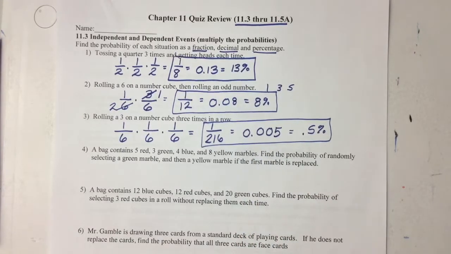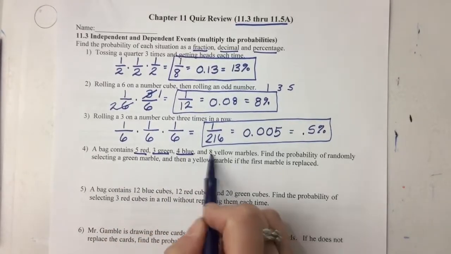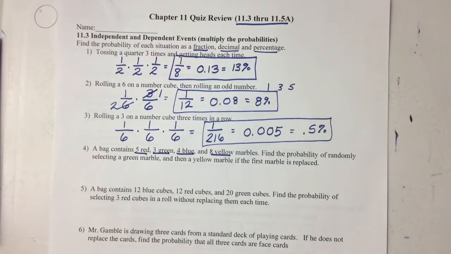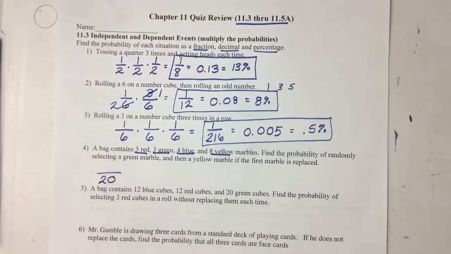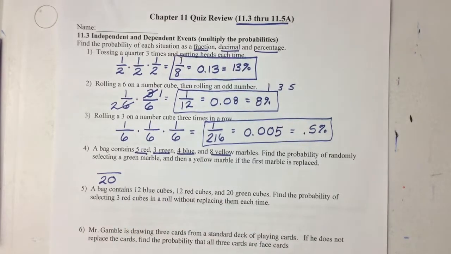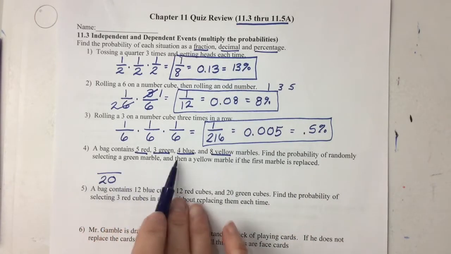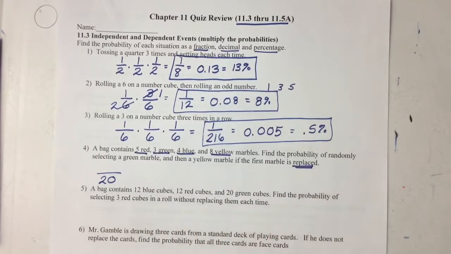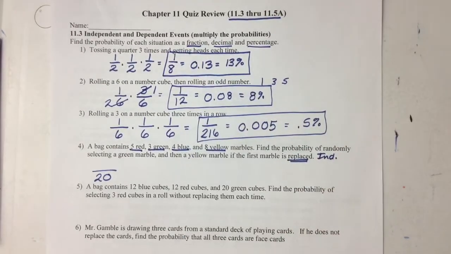A few more examples from 11.3. A bag contains 5 red, 3 green, 4 blue, 8 yellow marbles. So you have a bag full of these various colors and marbles. When you have a scenario like this, your first step is to figure out how many marbles you have total. If you add them up, 5 plus 3 plus 4 plus 8, you're going to get 20. Find the probability of randomly selecting a green marble and then a yellow marble if the first marble is replaced. So this is independent because you're putting it back. The denominator is going to stay. All the marbles are going to remain how they were at the beginning.